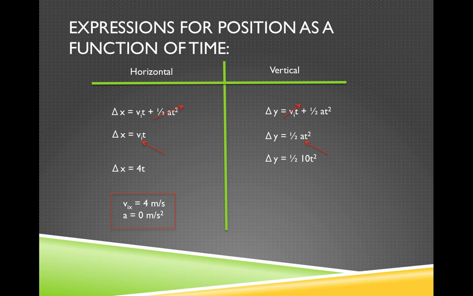However, it may not be as simple. You may also be given an expression like this one, delta y equals 5t squared. Comparing that to the equation above, we have to realize that 1/2 a, or 1/2 the acceleration, equals 5. So then the acceleration actually equals 10 meters per second squared. Important to remember the 1/2 in the equation. So again, we can see from either of these vertical displacement expressions that the acceleration in the y is 10 meters per second squared, and the v initial in the y is 0.